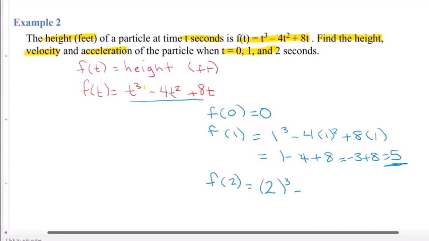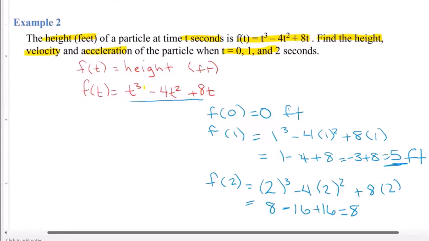I have 2 to the third power minus 4 times 2 squared plus 8 times 2, which is 8 minus 4 times 4 is 16, plus 8 times 2 is 16. This gives me 8. So we know the height here is 0 feet, because remember, it told us this is in feet, and this is in feet. But I only found the height. That's all this is, the height.